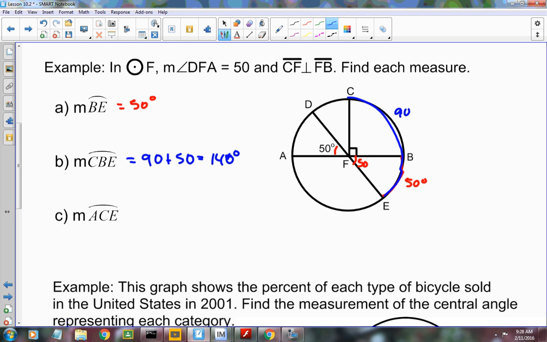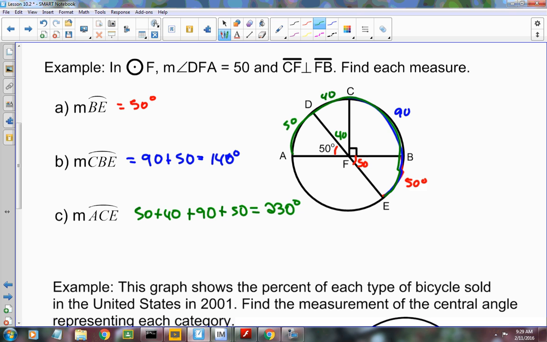All right, what about ACE? Okay, so that's 40, which means this is 50, this is 40, 90, and 50. So we could add all those together. Okay, so we get 50 plus 40 plus 90 plus 50. What is that going to be? 190 plus 40 is 230? 230, everybody agree?